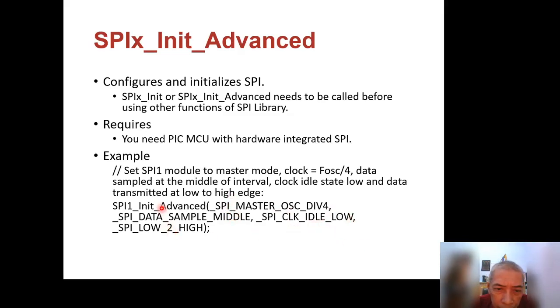Okay, and data transmit at low to high. SPI clock is low, SPI low to high. Okay, you can use this kind of constant, but be careful. You have to read the manual of this kind of function, because you cannot enter your own definition. You have to follow the rules, some of which you can read in the help of this library and the MikroC software.